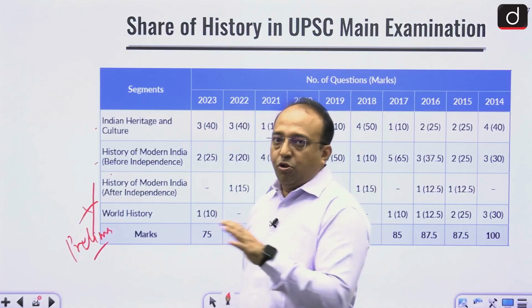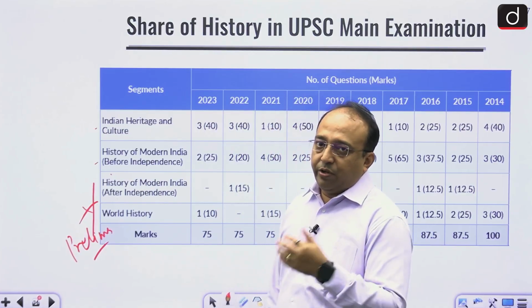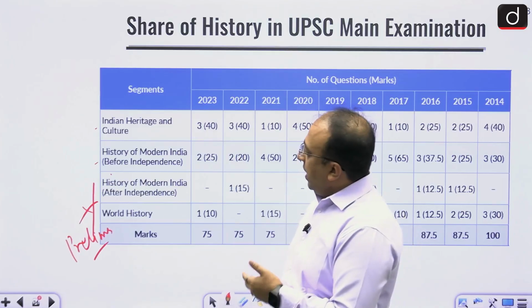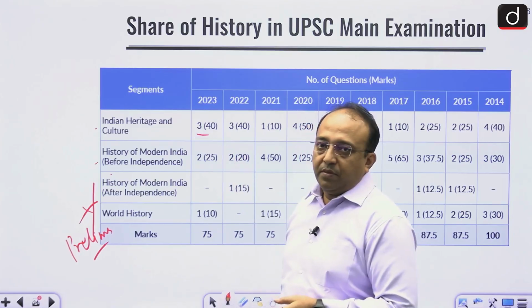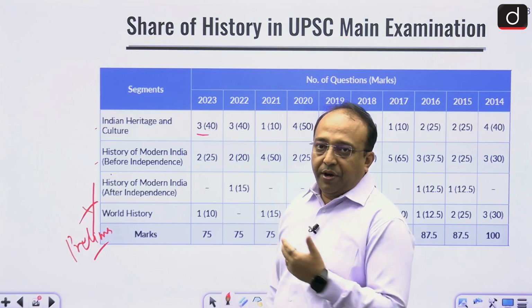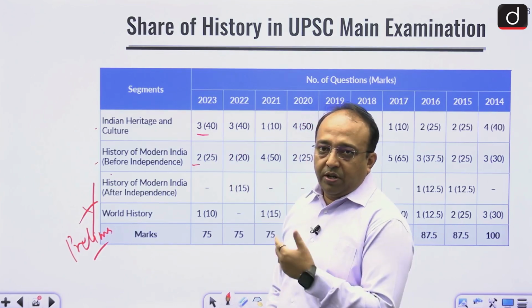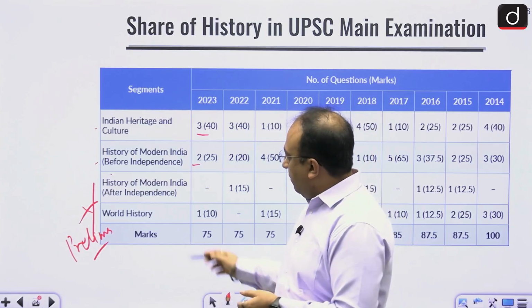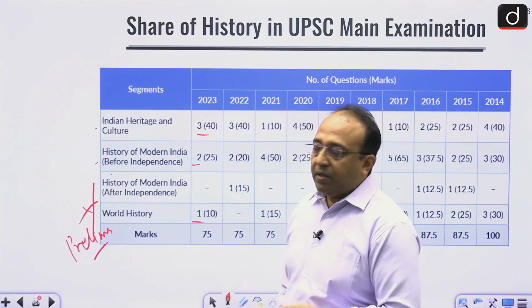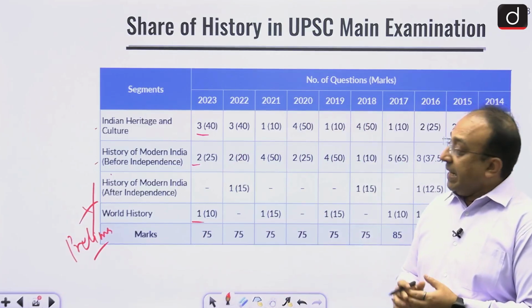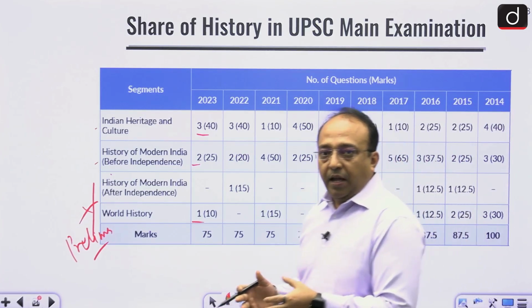For example, you can see in the mains examination how it is going to help you. In history, they have been asking from heritage and culture, at least 3 questions were asked in 2023. So also in the case of modern India, 2 questions were asked in 2023. So also in the case of world history, 1 question was asked in 2023. See the trend of the questions being asked to you every year from the history component in your GS paper as well.